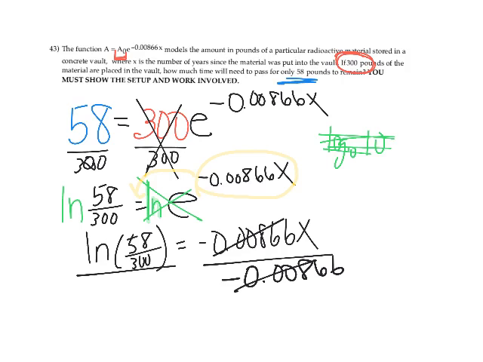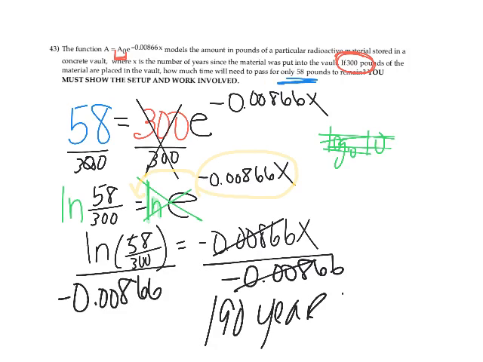And when you do this, as long as you are careful, you will be able to do this straight in your calculator. You'll type in ln. It's right underneath the log button. So ln, which is natural log, which is simply log base e, 58 divided by 300. Make sure you close those parentheses or hit enter, but ultimately one or the other. Then you can divide by negative 0.00866, and the time that it takes for 300 pounds to go down to 58 pounds is approximately 190 years.